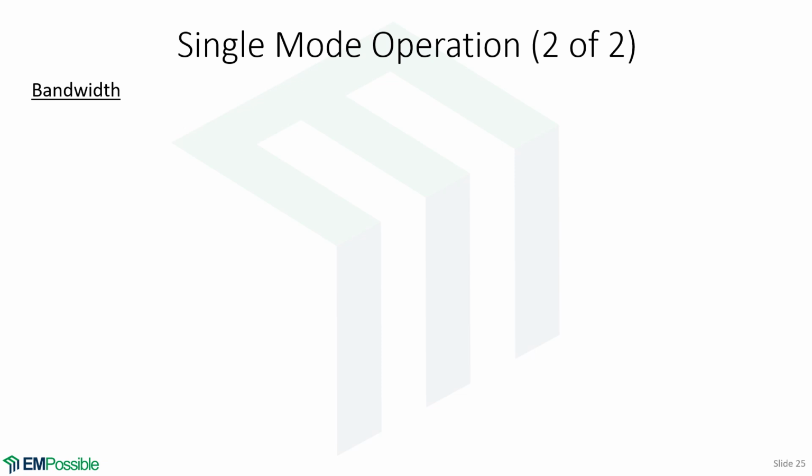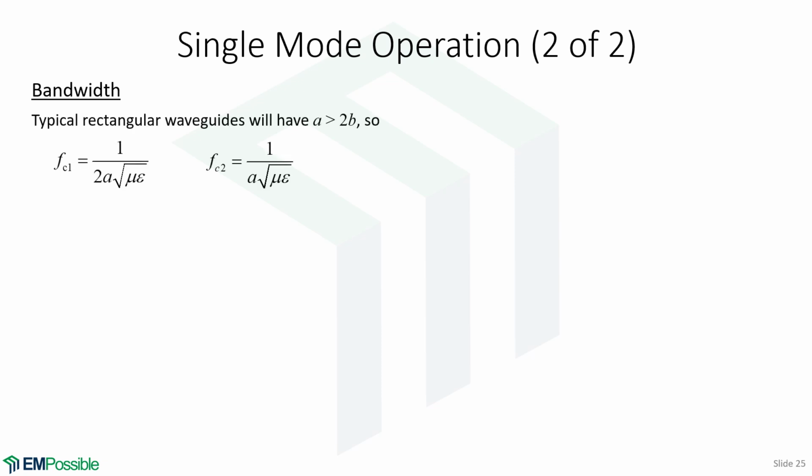So what's the bandwidth of our rectangular waveguide? So let's go with the usual case where A is greater than twice of B. Now we have our upper and lower cutoff frequencies. And so our bandwidth is the difference of those. And our bandwidth reduces to this nice simple equation.